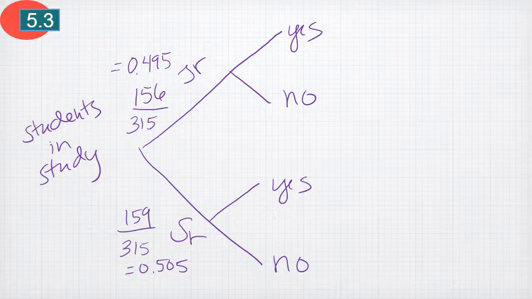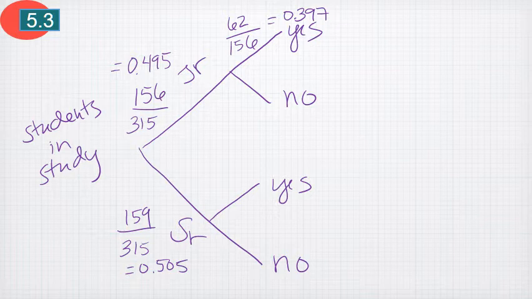But we can get even more specific than that. What's the probability of a junior who said yes? 62 of our juniors said yes, so we write 62, and there were only 156 juniors. So that probability is 0.397, and you can write it as a fraction or as the decimal, whatever you want.